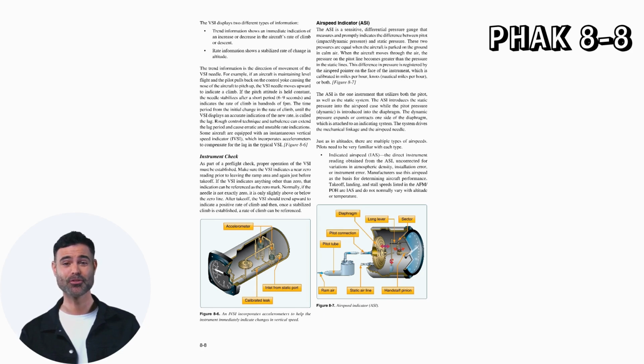Just as in altitudes, there are multiple types of airspeeds. Pilots need to be very familiar with each type. Indicated airspeed, IAS, is the direct instrument reading obtained from the ASI, uncorrected for variations in atmospheric density, installation error, or instrument error. Manufacturers use this airspeed as the basis for determining aircraft performance. Takeoff, landing, and stall speeds listed in the AFM or POH are IAS and do not normally vary with altitude or temperature.